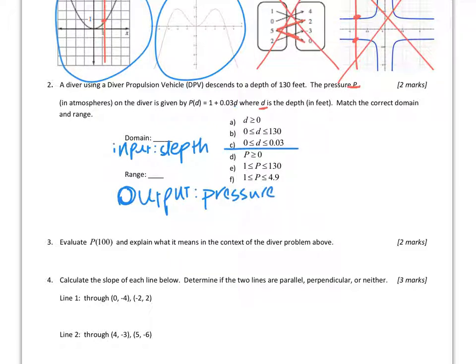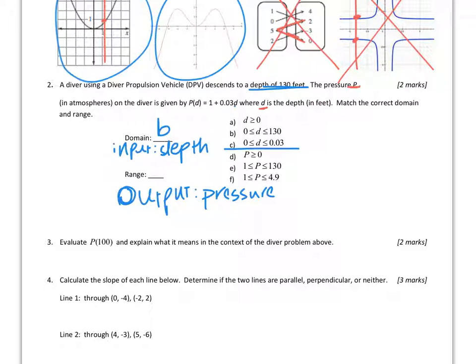So in our multiple choice list, we do mean for you to use the first 3 for the domain and the second 3 for the range. So thinking about the depth, it says it descends to a depth of 130 feet. So the domain has to be B.